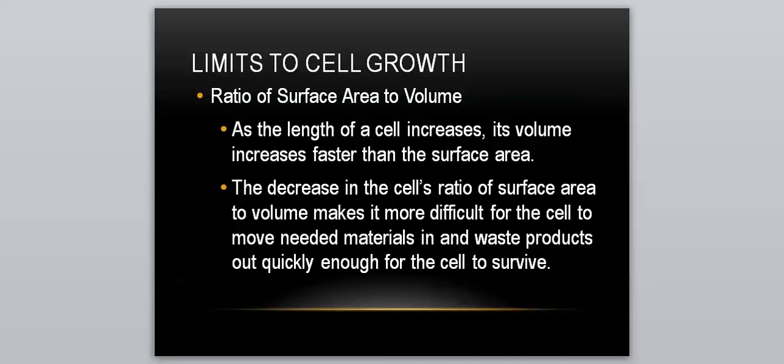So as the length of a cell increases, its volume increases faster than the surface area. This causes a problem: the decrease in the cell's ratio of surface area to volume makes it more difficult for the cell to move materials in and waste products out quickly enough for the cell to survive. So the cell kind of has a perfect surface area to volume ratio at the size we're at now. As they grow, that surface area to volume ratio decreases, and it makes it more difficult for the cell to move the needed materials in and the waste products out quickly enough for the cell to survive. So we're not going to get enough oxygen to keep us alive, and we're going to have too much waste material inside, and again, it would not keep us alive.